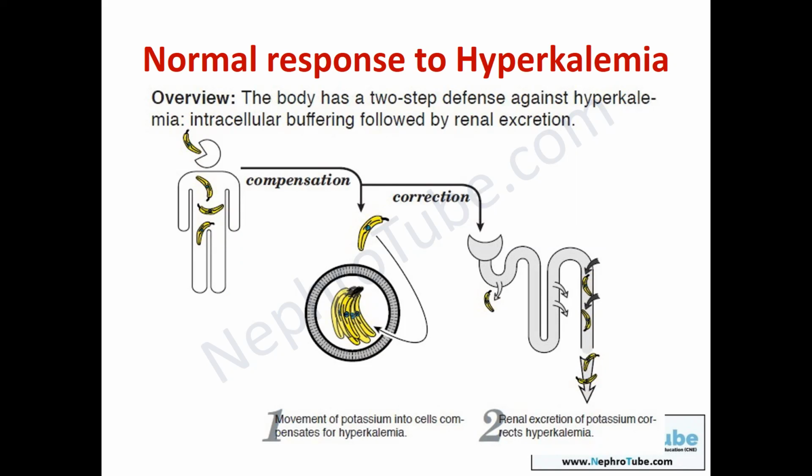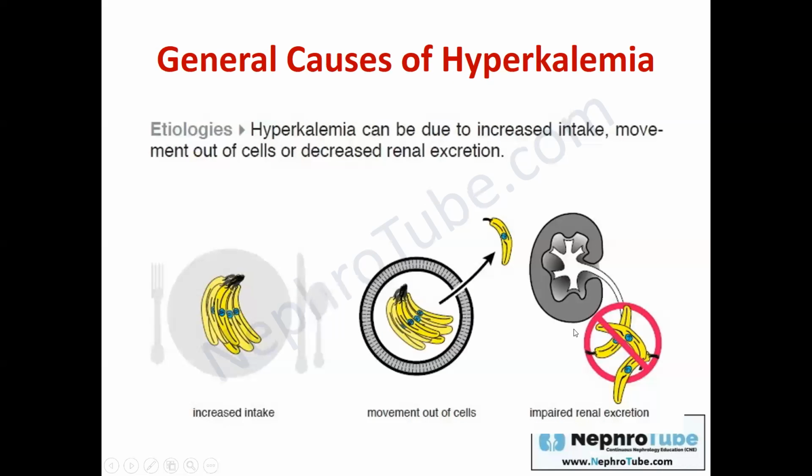So any cause which will lead to hyperkalemia may be due to increased potassium intake, damage of the cell with outflow of the intracellular contents and potassium to the plasma, or a defect in renal excretion of potassium. So the three main mechanisms causing hyperkalemia are increased intake, movement of potassium out of the cells, or impaired renal excretion.